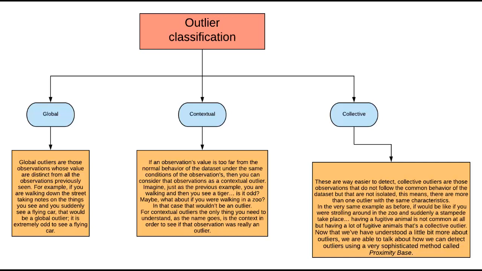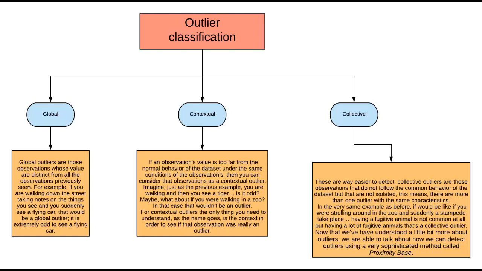So there's another thing you need to know about outliers before you can say that you know what an outlier is. There are some classifications of outliers, and these classifications can be easily described and understood. Once again, these classifications and descriptions of each type are slightly different from book to book, but the general idea is that there are three types of outliers, and their classification relies on the meaning of the observation related to the data's semantic. These are the three types of outliers. The global ones. Global outliers are those observations whose values are distinct from all the observations previously seen.